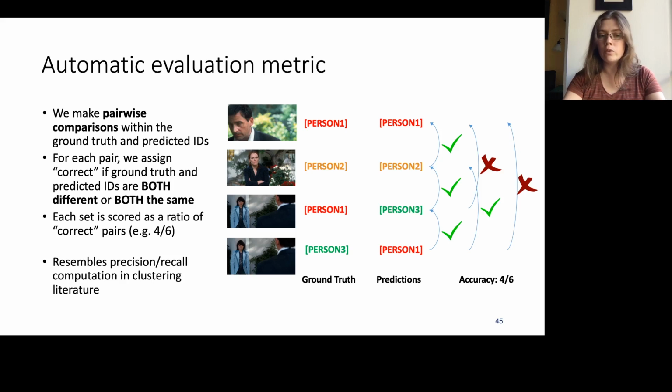So this resembles the precision and recall as defined in clustering, sometimes a sort of pairwise precision and recall. However, we have to use accuracy in this case because we are dealing with a special case with singleton clusters possible, so we cannot always rely on precision and recall in this case.